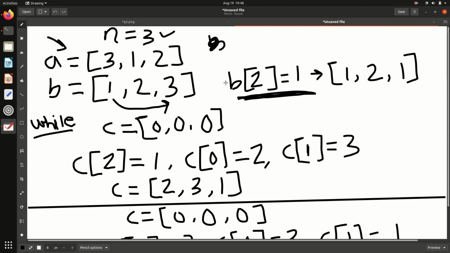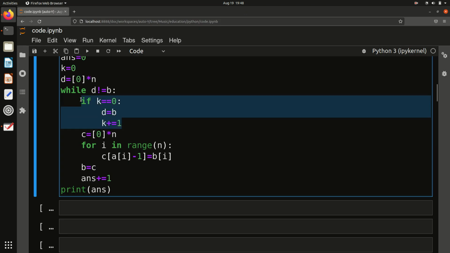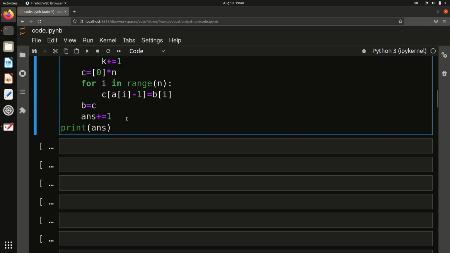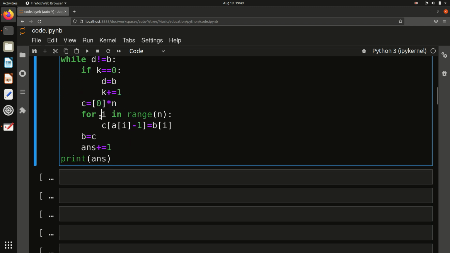By doing this, we will keep changing the position until it comes back to the original one. So this is the simple thing I am doing inside the while loop. These 3 lines, forget for now, we will discuss later. And now we are making one temporary list C, all having 0. And now we are moving through this for loop, and this line we have to keep in mind. We are changing the value of C.